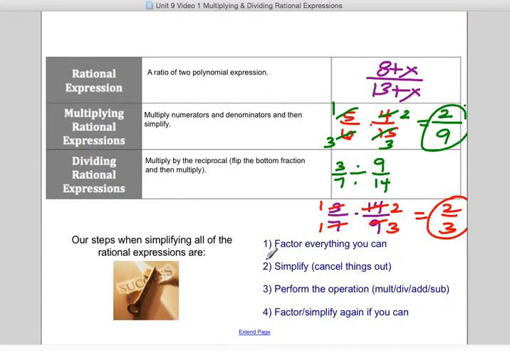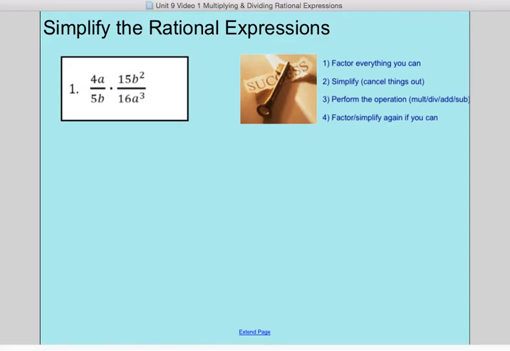So we're going to be simplifying rational expressions. What I would recommend is these following steps. Factor everything you can, then simplify or cancel things out. Then perform the operation, whether it's multiplying, dividing, adding, or subtracting, and then factor or simplify again if you can. Okay, so let's look at example 1.